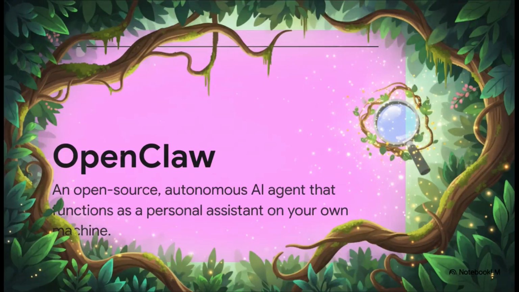So, first things first, what even is OpenClaw? Well, think of it as an open source, autonomous AI assistant. And the keywords there are open source and autonomous. This thing doesn't live on some big company's server, it's not sending your data off to the cloud. Nope, this one lives right on your hardware. You are in complete command.